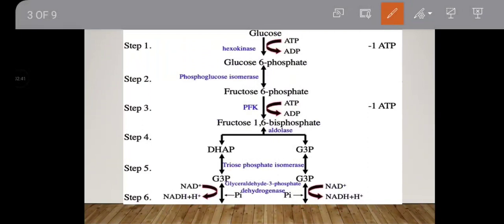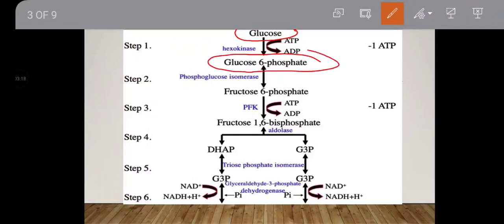So first, the first reaction is that of glucose being converted to what? Glucose 6-phosphate. So you have glucose molecule, which is acted on by hexokinase or glucokinase, and this reaction requires ATP. Why? Because you need to phosphorylate the glucose molecule from glucose to glucose 6-phosphate. This is an irreversible reaction.